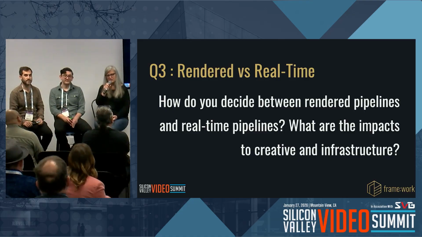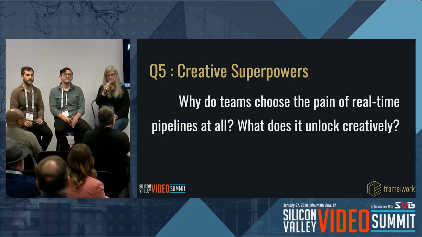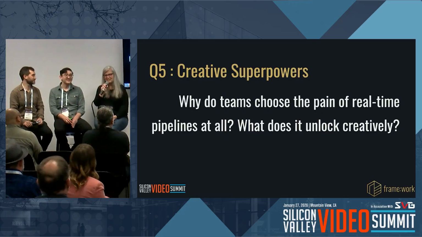Let's go ahead. I think we're going to skip the next question because we kind of talked about pixel counts. I want to talk about this piece, creative superpowers, because we hinted at this, and I think it's worth exploring. Why do teams choose the pain of real-time pipelines at all?